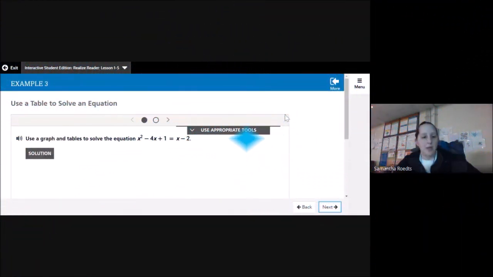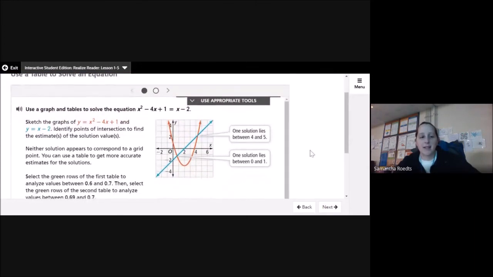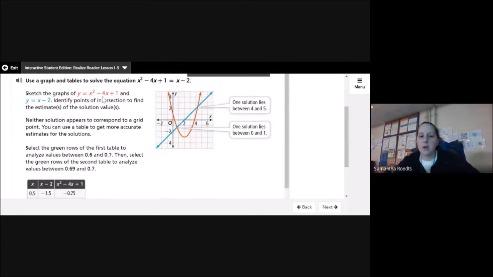All right, example 3. Use a table to solve an equation. Use a graph and table to solve the equation x squared minus 4x plus 1 equals x minus 2. Okay. So again, I sketched the graphs of y equals x squared minus 4x plus 1 and y equals x minus 2. Identify points of the intersection to find the estimate or estimates of the solution value or values, depending on how many times it crosses.